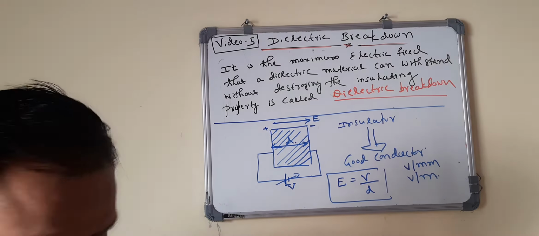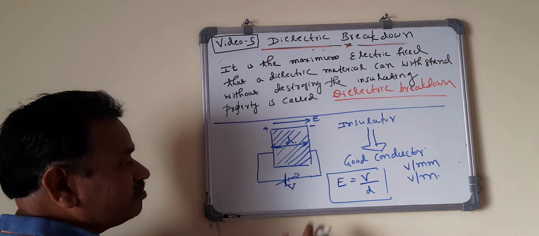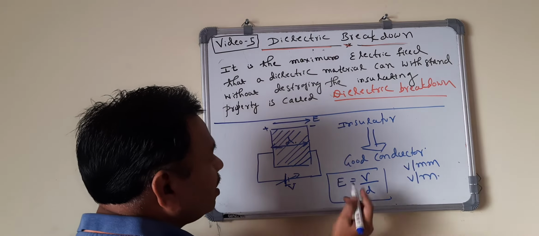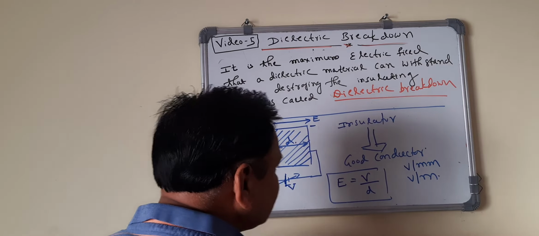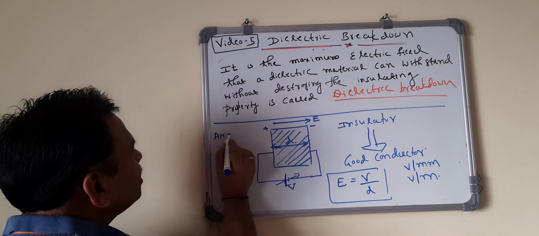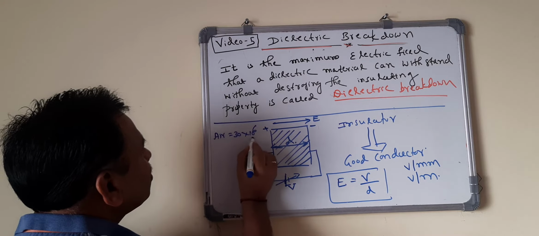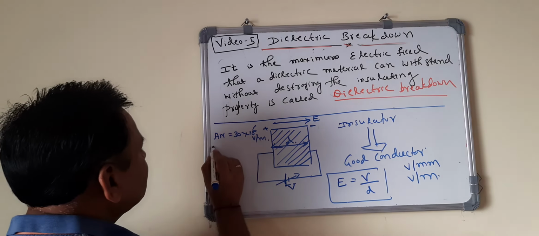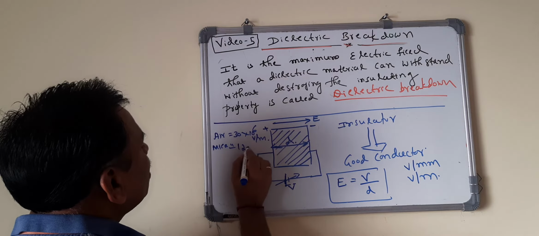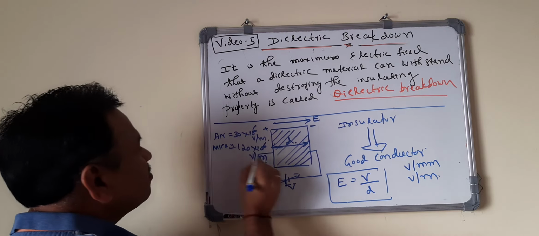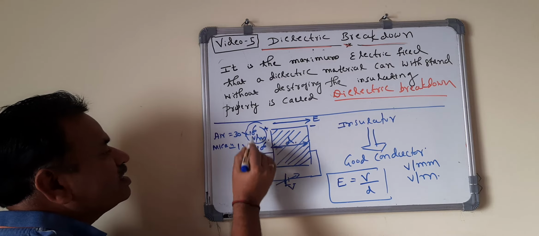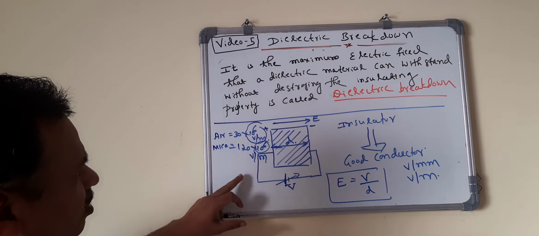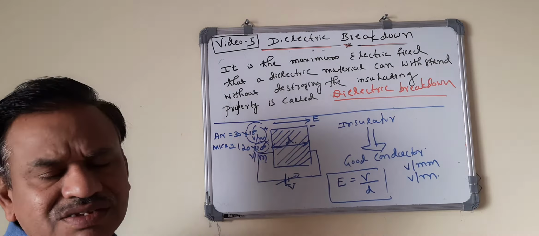For many dielectrics, the breakdown electrical field is measured in volt per meter. For air, it is of the order of 30 into 10 to the power of 6 volt per meter. For mica, roughly it is 120 into 10 to the power of 6 volt per meter. This order is important here, 10 to the power of 6. Most insulators break down only at very high voltage.